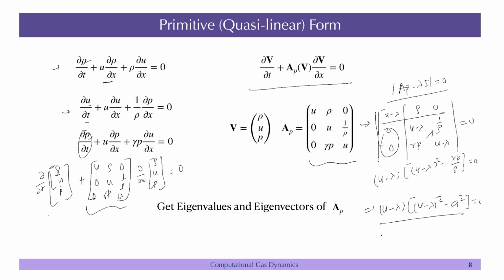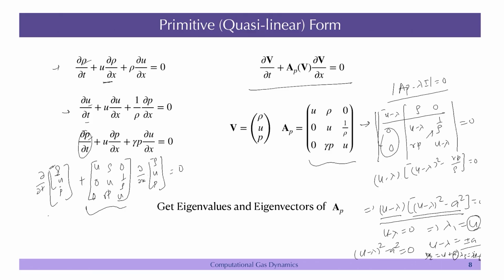First is u minus lambda equal to 0, that means lambda 1 is equal to u. Another is (u minus lambda) square minus a square equal to 0. So, this is u minus lambda equal to plus minus a, right. So, that means lambda 2 is equal to u plus a, and lambda 3 is equal to u minus a. So, we have got 3 eigenvalues, and all 3 eigenvalues are real. This is the flow velocity and this is the speed of sound.